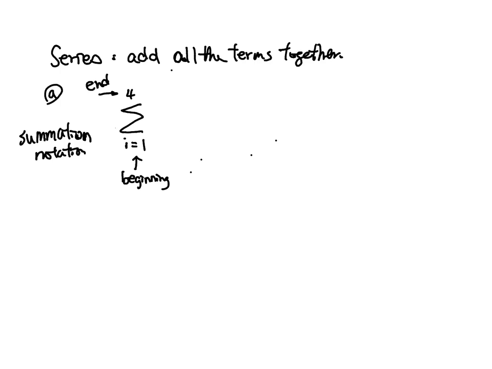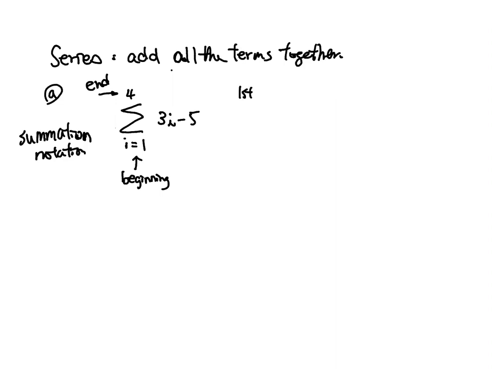So this problem is telling me I need to start on the first term and end on the fourth term. And the 3i minus 5 in this case is our formula. Okay, so there are several ways to do this problem, and I'll show you a couple ways. So in this case, let's go ahead and just write out all the terms.